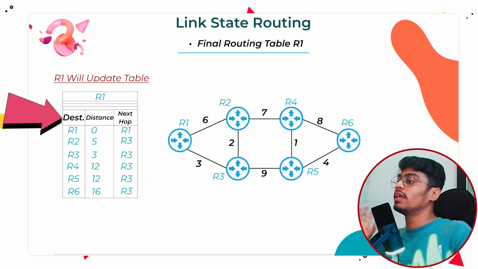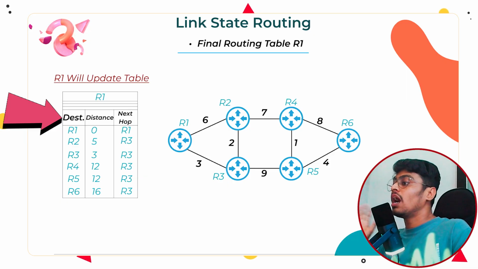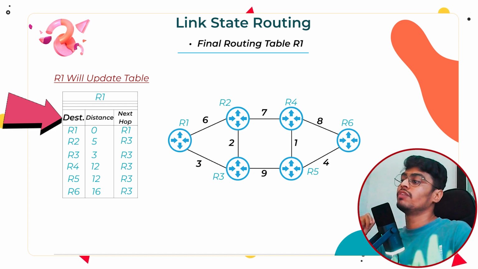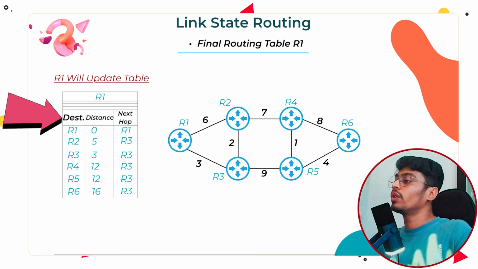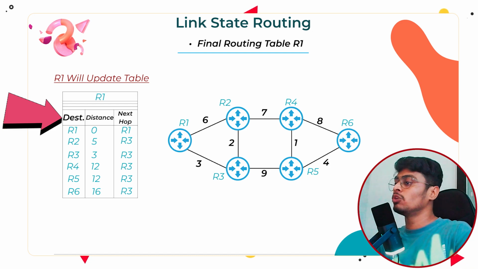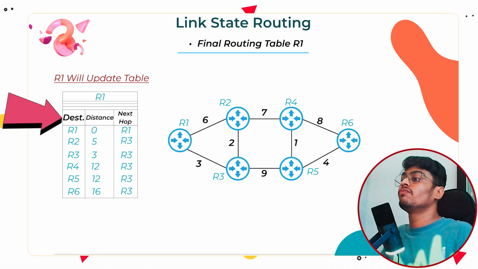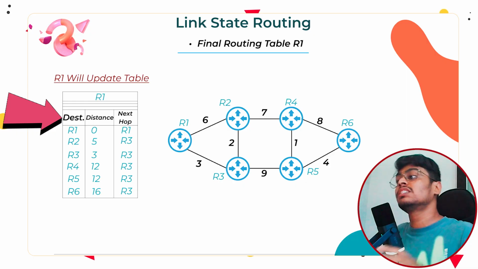Now R1 is going to R3 with a distance of 3 via R3. R1 is going to R4 with a distance of 12 via R3. R1 is going to R5 with a distance of 12 via R3. R1 is going to R6 with a distance of 16 via R3. Similarly, every other router will create its own routing table using the same process.